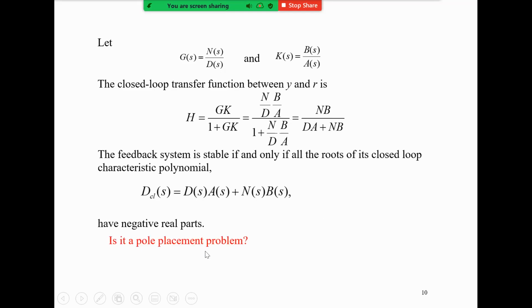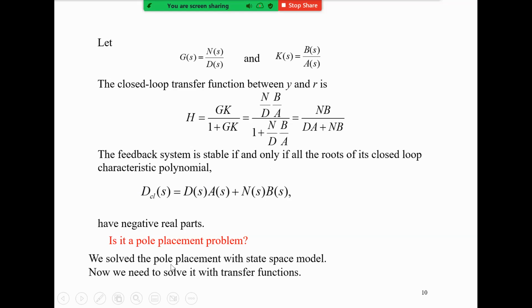Now, if you look at the formulation of the problem, can we consider it as a pole placement problem? You want to place the poles of the closed loop at some desired position, right? Let's say at least those poles have to be stable. We don't require the original system to be stable, right? What we want is this closed loop system to be stable.